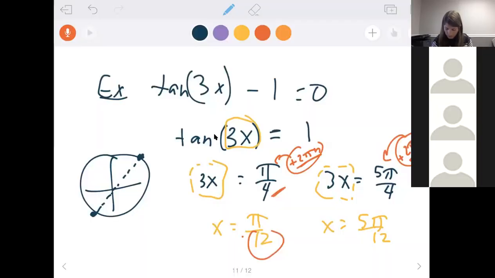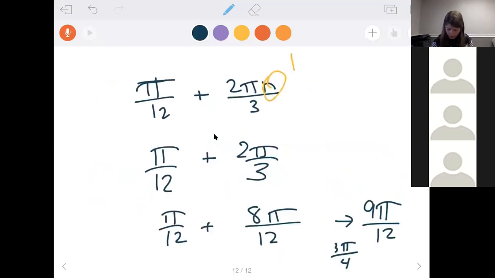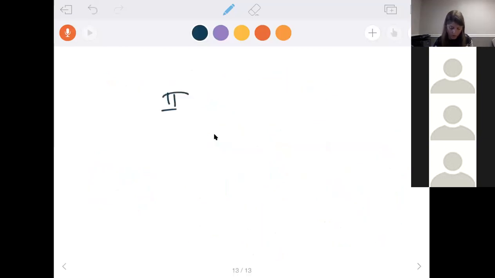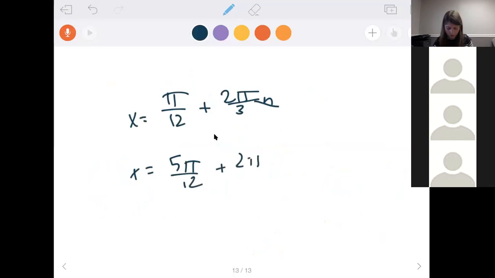So I want to squeeze in writing out these solutions if I can do it. Because what we want to do is we really want to say these solutions are pi over 12 plus 2 pi over 3 n, or 2 pi n over 3, and 5 pi over 12 plus 2 pi n over 3.